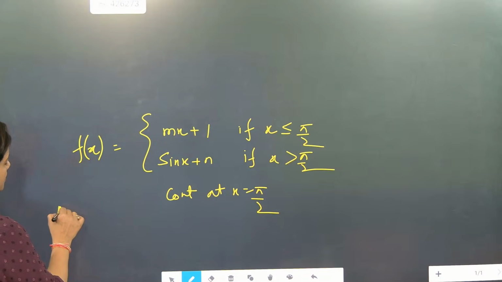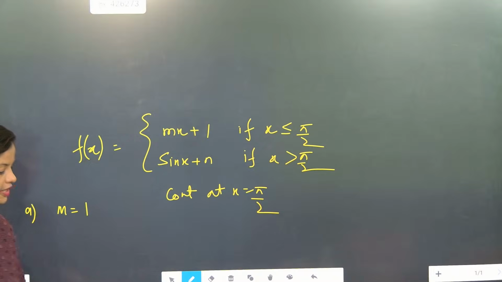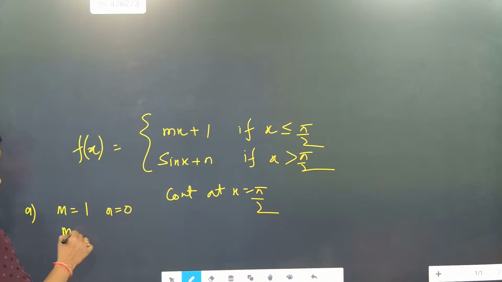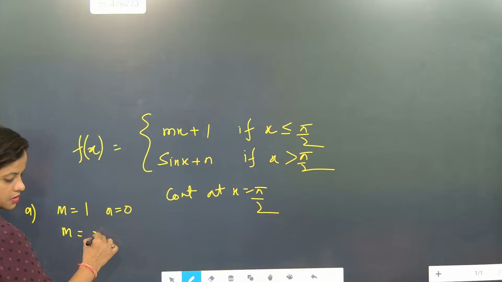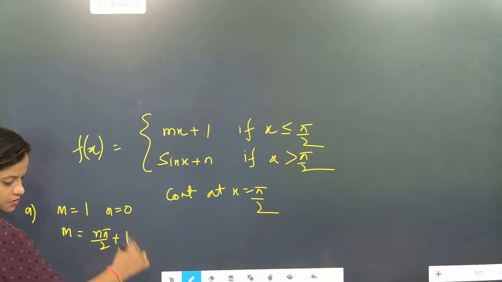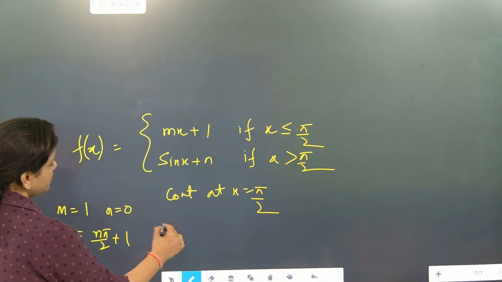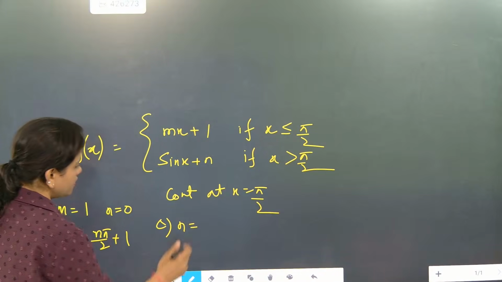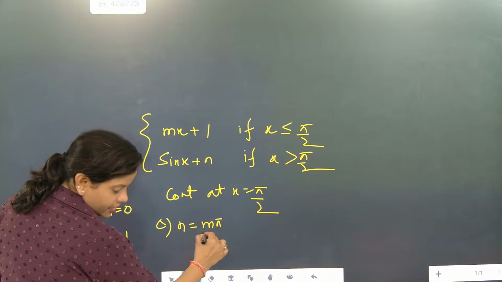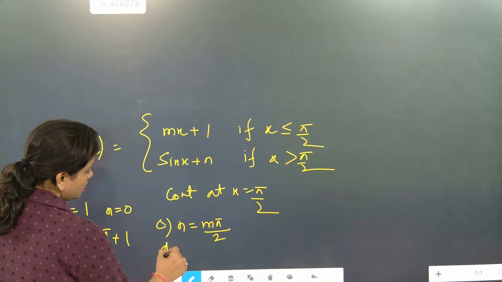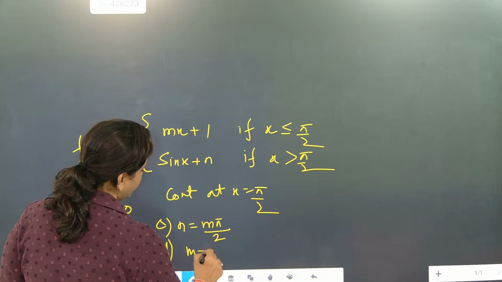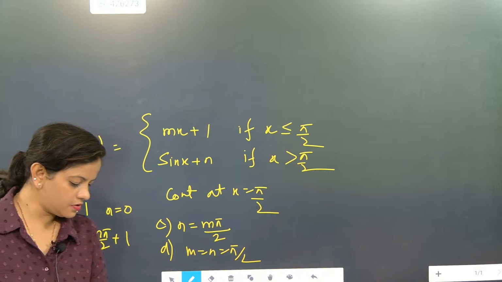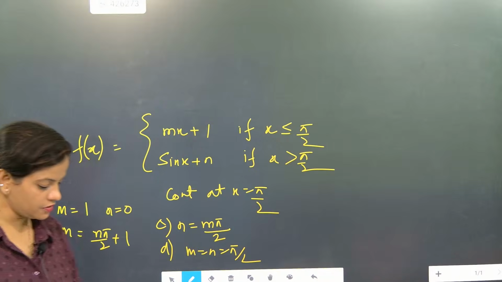Options are: m and n, m is 1, n is 0. M is n pi plus 1. Then n is equal to m pi by 2. D is m is equal to n is equal to pi by 2. The story is yours. Play with it. Play, play, play. This is your examination. You do it. I will not solve.